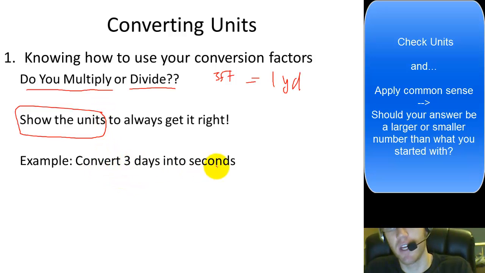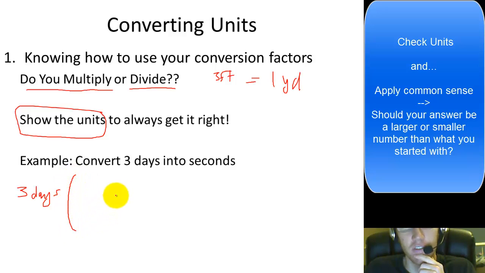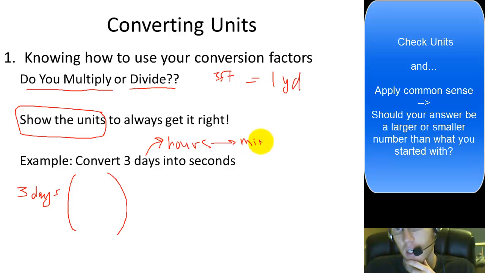We want to convert 3 days into seconds. So we start by writing down 3 days. That's what we know we have. Now I'm going to multiply by my conversion factor. Do I know how many days are in a second or how many seconds are in a day? I don't have that conversion factor memorized, but I do know how to go from days to hours, and I know how to go from hours to minutes, and I know how to go from minutes to seconds. So I can do this conversion from days to seconds in 3 separate steps. In my first step, I'm going to go from days to hours. So my conversion factor between days and hours is 24 hours is 1 day.